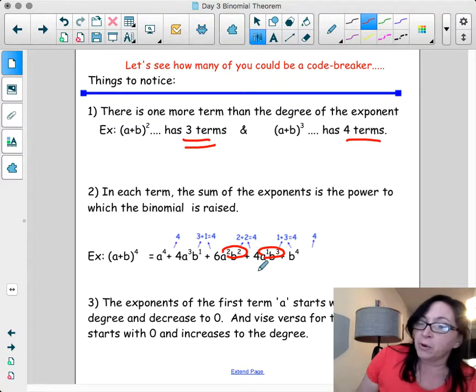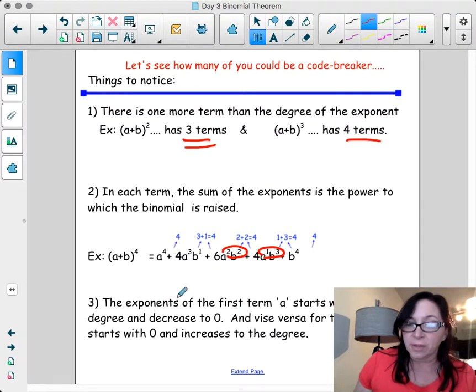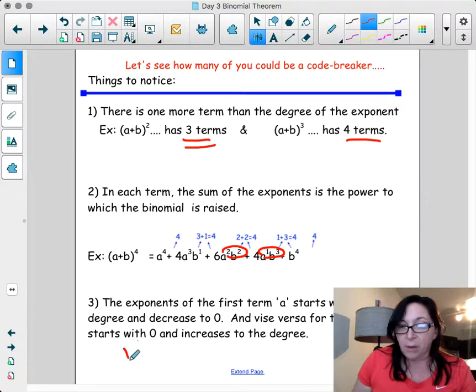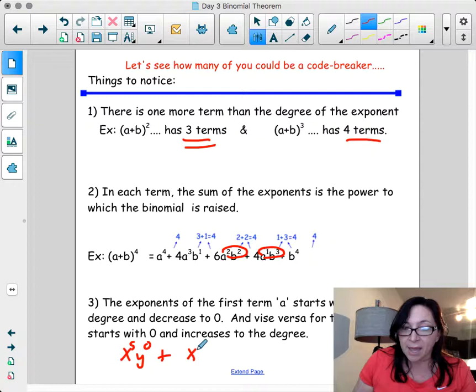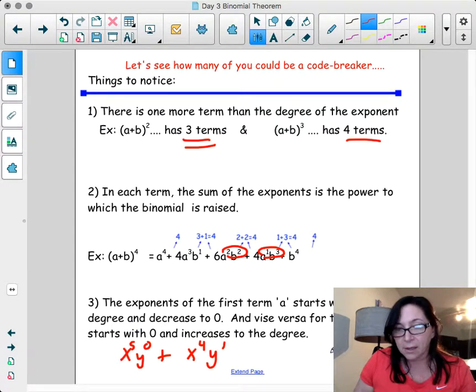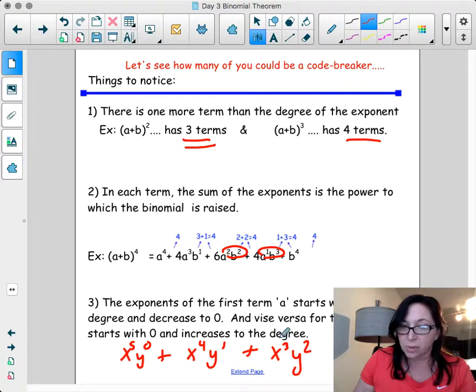And lastly, the exponents of the first term, a, start with the degree and decrease, while the exponents of the second term start with 0 and increase. So if you have the 5th power, remember that x would be to the 5th power, but y would be 0. And the next term would be x to the 4th power, y to the 1. So the x's are decreasing, and the y's are going to be increasing. So the next term would be x to the 3rd, and then that would be y to the 2nd. So 0, 1, 2 and 5, 4, 3, and of course, don't forget your values here, 1, 5, 10.